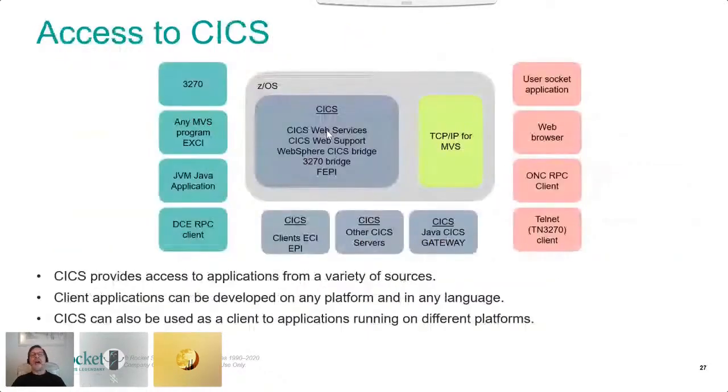Now, access to CICS can be done in almost every different fashion, as you can imagine. You can send XML, JSON, you can connect via TCP/IP, 3270, a batch program can connect to CICS using EXCI, you can build user socket requests, a web browser can actually connect to CICS, and so on. So CICS supports connectivity practically from anywhere, and CICS can connect outbound practically to anywhere.